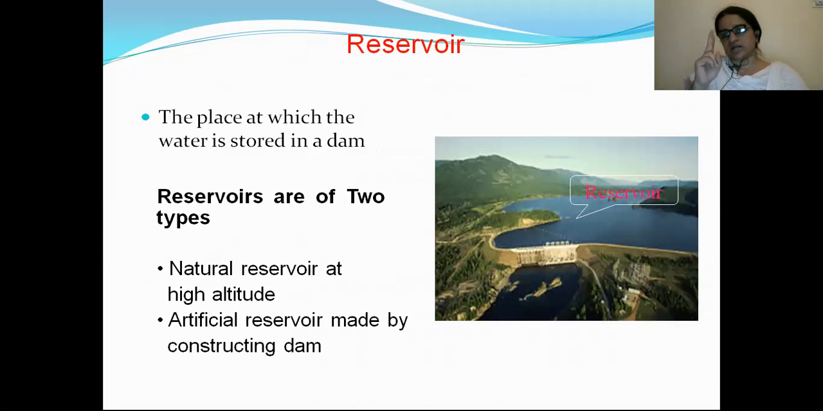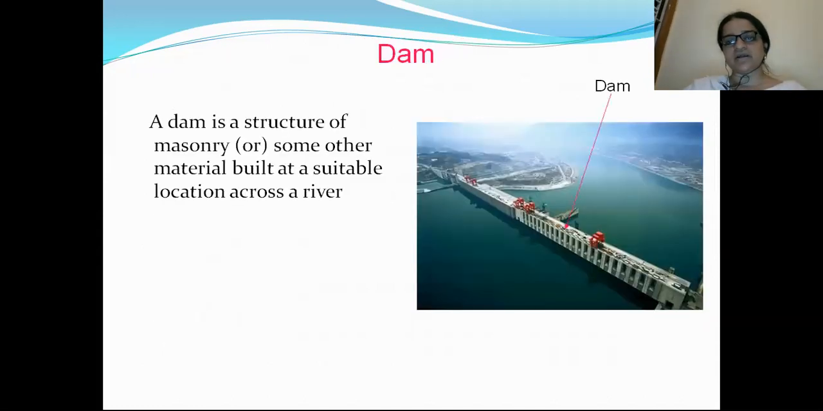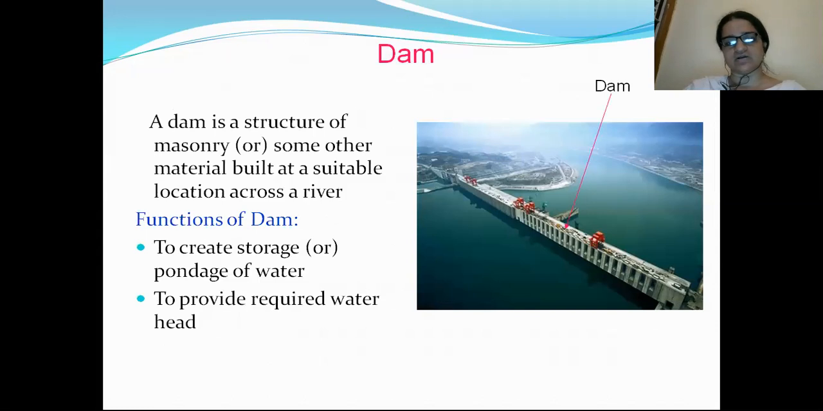Reservoirs are of two types: natural reservoir at high altitude, and artificial reservoir made by constructing a dam. A natural reservoir, as I already told, is in mountain regions or at high altitudes on top of hills, where water gets collected easily in the catchment area and moves into the reservoir. If we want an artificial reservoir, we construct it just before the dam. We already know what a dam is.